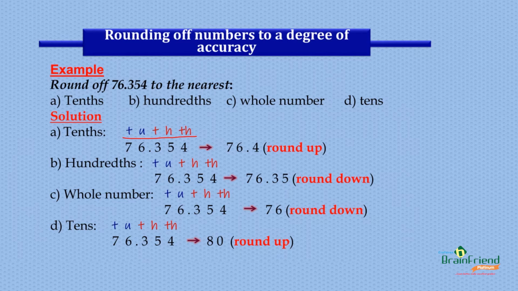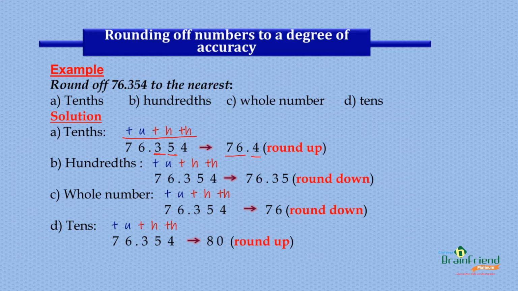Now, for the first part of the example, we are expected to round off to the nearest tenths. Here is our target. I believe you know what target means. The next number to the right of our target is 5. And when we have a 5, we actually round up, meaning that we are going to add a 1 to the number 3. So that results in 76.4 as our solution to that problem.